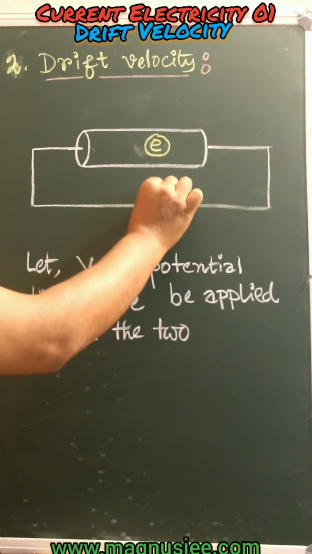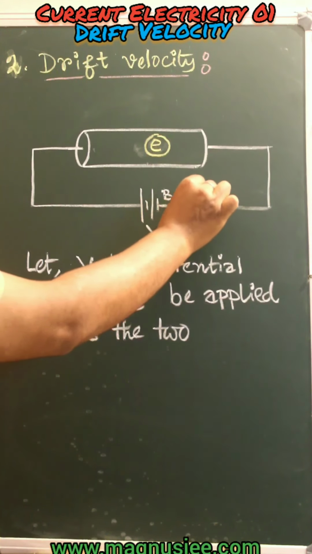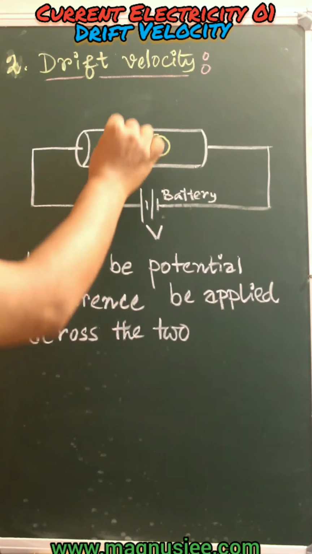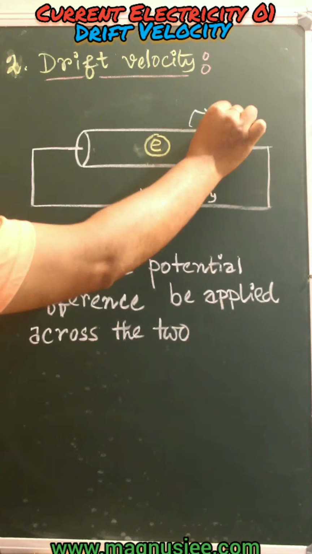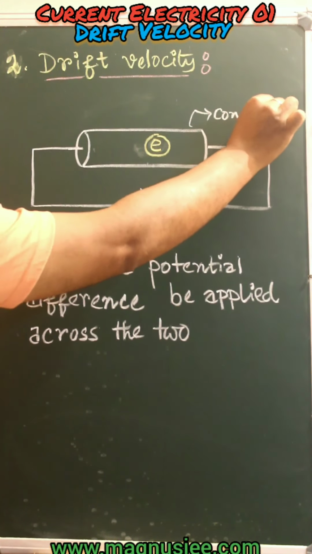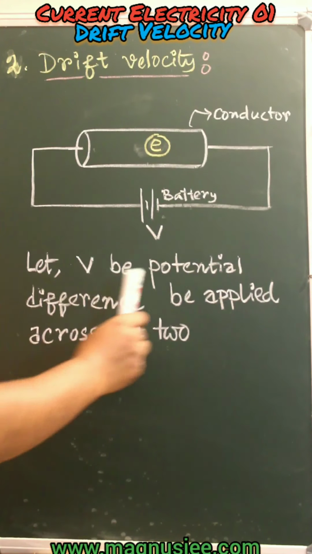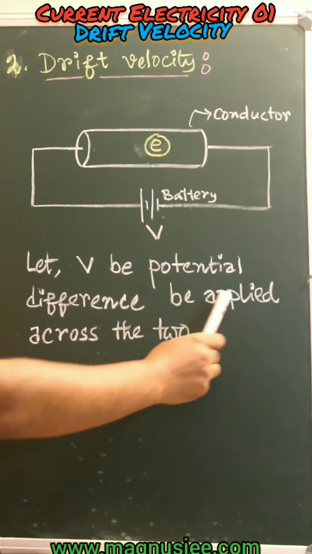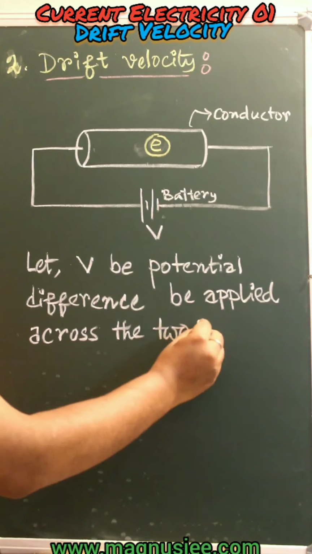and V be the terminal voltage of the battery, and this is the battery which is connected to the conductor of length L. This is the conductor. V be the potential difference applied across the two ends of the conductor.